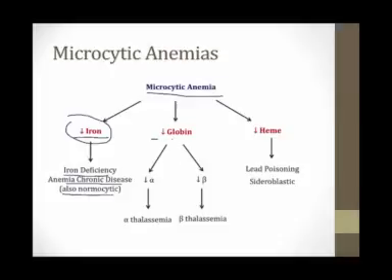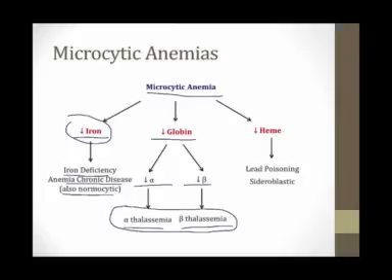If there's decreased production of globin chains, then you have a thalassemia. If there's underproduction of alpha chains, it's an alpha thalassemia. If it's beta chains, then it's a beta thalassemia. And I talk about the thalassemias in a separate module. And then finally, if there's decreased production of heme, then you either have lead poisoning or sideroblastic anemia, as we just discussed. And that concludes our module on microcytic anemias.